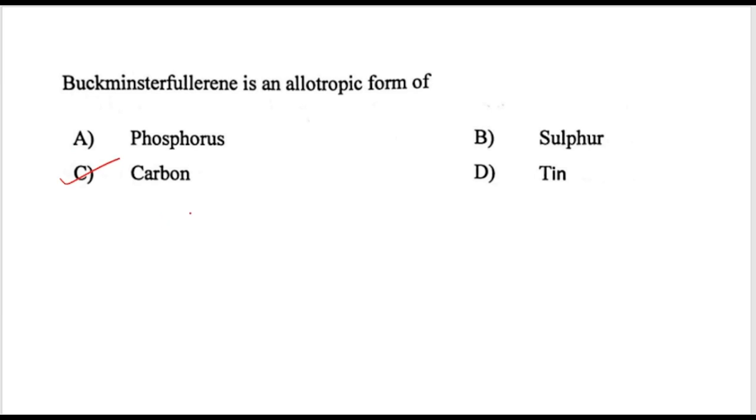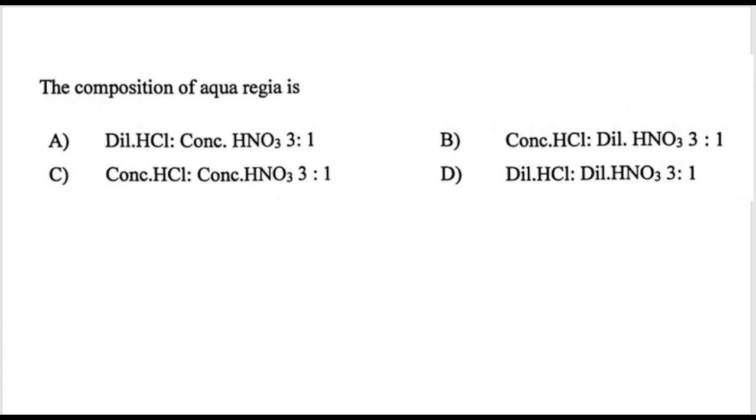Buckminster fullerene is an allotropic form of, we are learning only one element with the allotropes, that is carbon. It has three allotropes. One is diamond. Another allotrope of carbon is graphite, and the third one is Buckminster fullerene. There is one more important point to remember: how many carbon atoms are there in Buckminster fullerene. It is 60 carbon atoms.